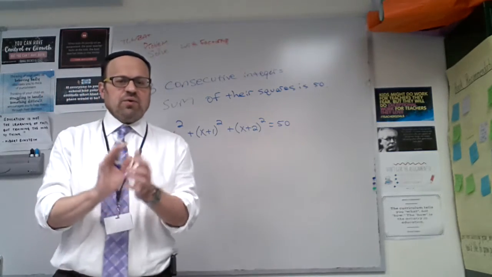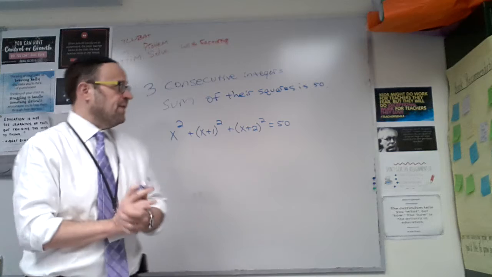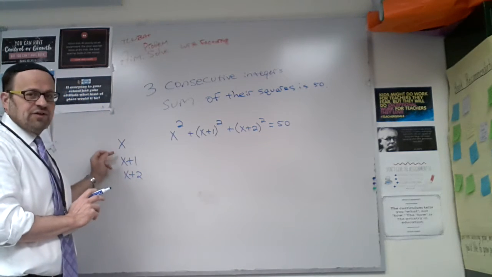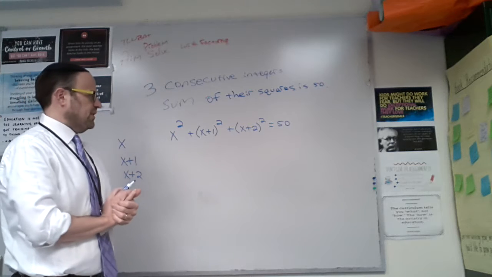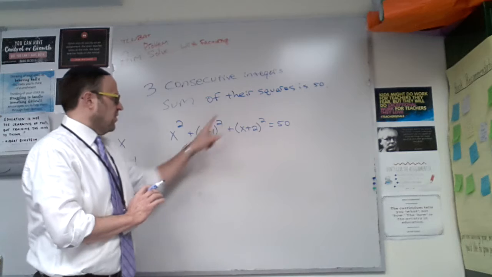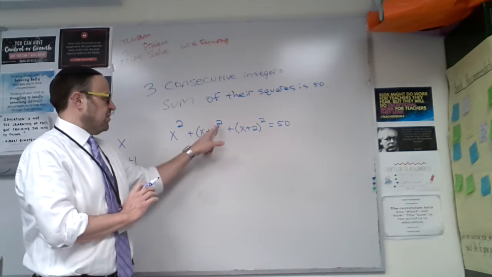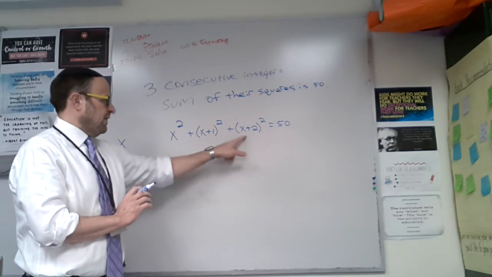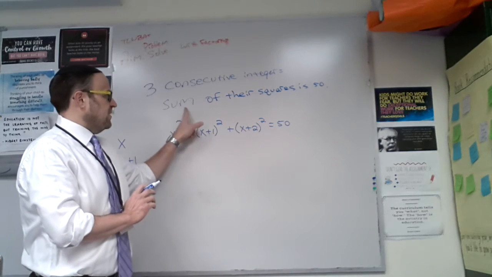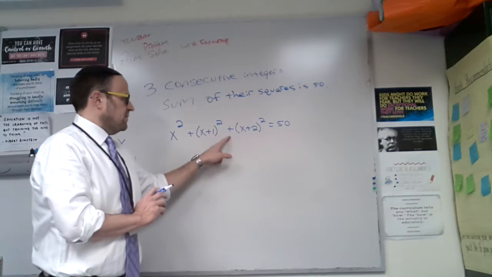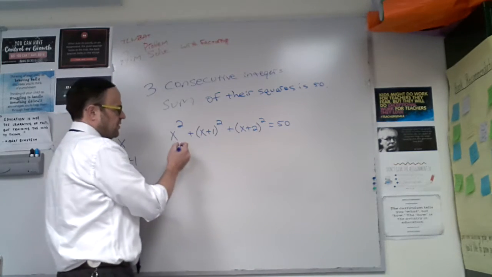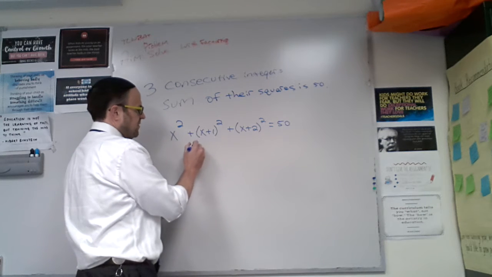Again, we're just translating words into symbols. It's telling you 3 consecutive integers. I have my algebraic representation of those 3 integers. And then I can say that their squares are x squared, (x plus 1) squared, and (x plus 2) squared. And now I'm taking the sum. Addition equals 50. Okay, this one is already as simple as it can get for right now.